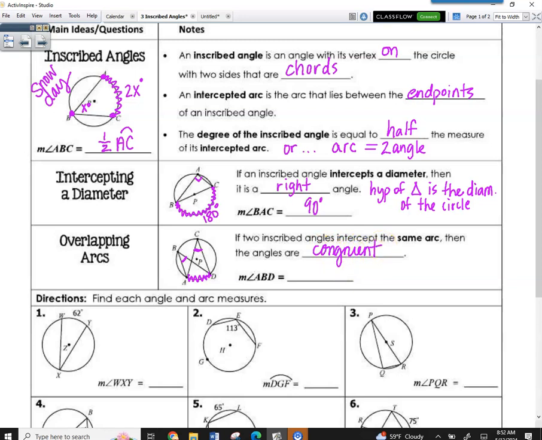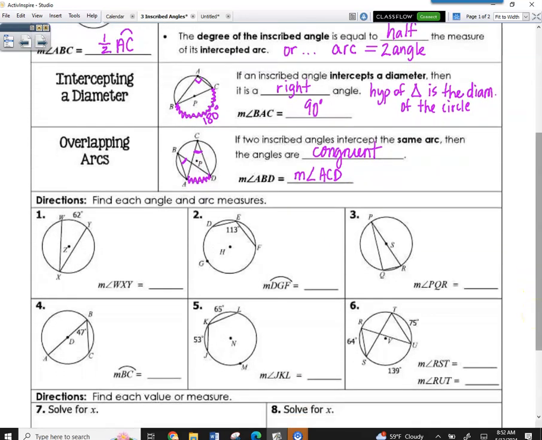And angle ABD would be equal to the measure of angle ACD, because they share arc AD.